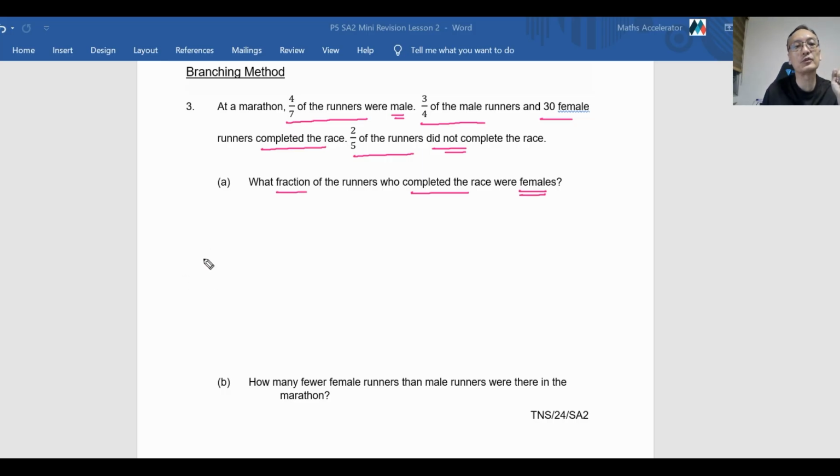Okay, so to start the branching, we will start at the left side. We will indicate the total. It consists of 2 groups of people, the male runners and the female runners. The male runners, there are 4/7. So if down here, male runners is 4/7, the female runners will be 3/7 because they must add up to give you 1 whole. Next, 3/4 of the male runners completed the race. So completed.